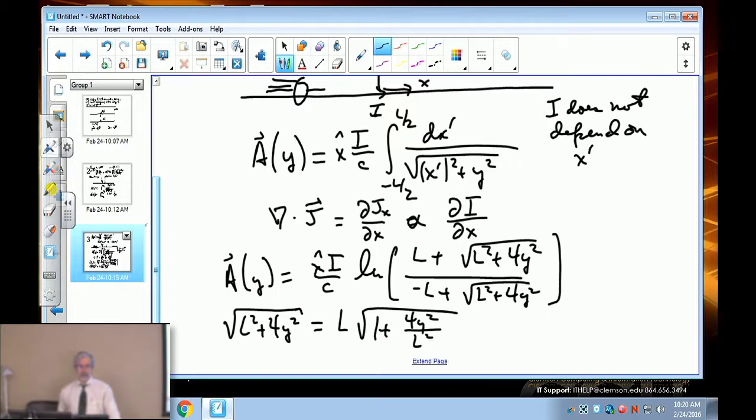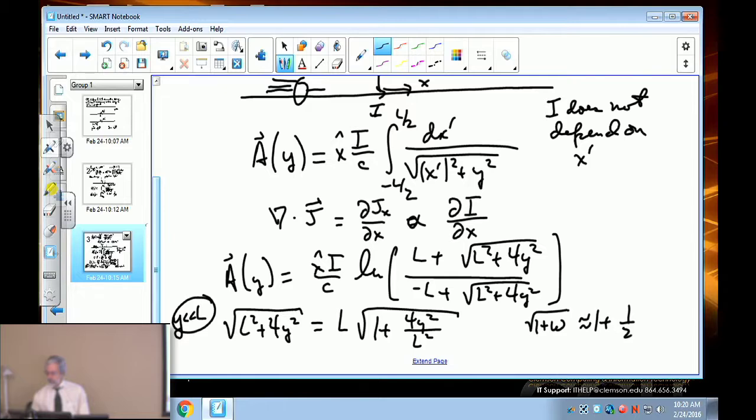Let's factor out an L, which is the big scale. L is the big scale. And now we have left in the square root a small piece, 1 plus something very small. Y is much less than L. So we have the square root of something small is approximately equal to 1 plus a half of the something small. 1 plus W is approximately equal to 1 plus a half W for W much less than 1.